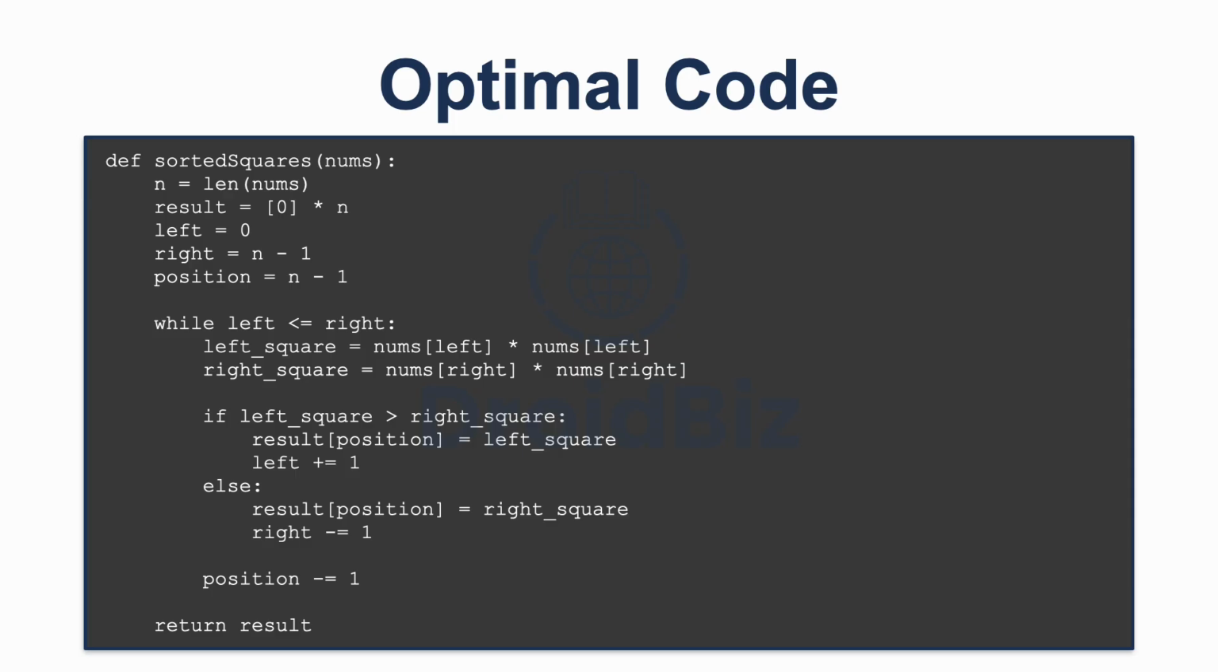Now we use a while loop that runs while left is less than or equal to right. Inside the loop, we calculate left square as nums at left times nums at left. We calculate right square as nums at right times nums at right. Then we compare. If left square is greater than right square, we place left square at the position in result and increment left by 1. Otherwise, we place right square at the position in result and decrement right by 1. After placing a value, we decrement position by 1. Finally, we return the result array.